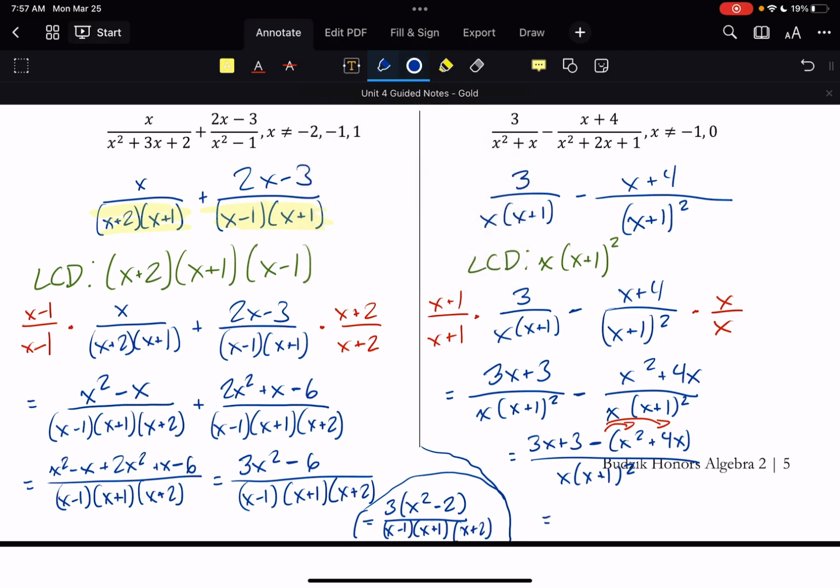So when I combine my like terms, this gets me 3x minus 4x and negative x squared and positive 3. Starting in descending order gets me negative x squared. Again, 3x minus 4x is minus x, and then leaving me a plus 3 over that LCD, x times x plus 1 squared. There's nothing that I can factor in the numerator. There's nothing that I can cancel out, so we are finished up.